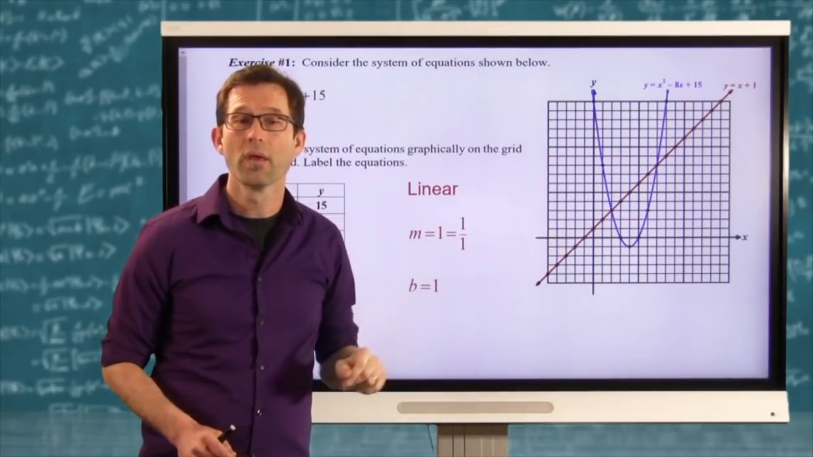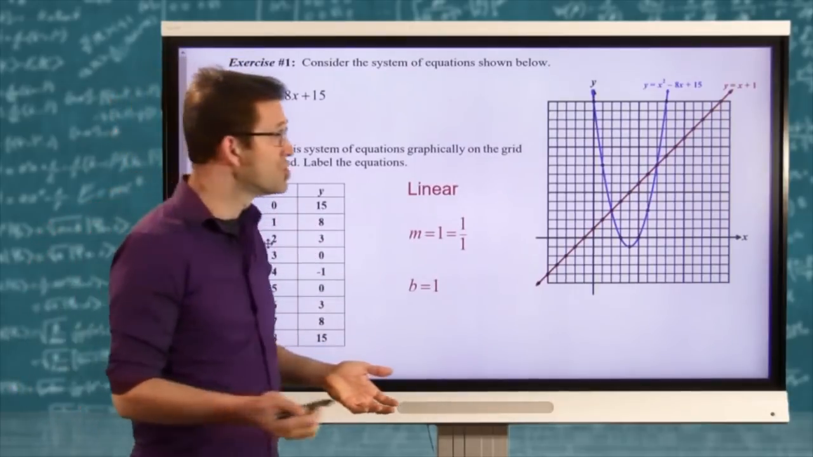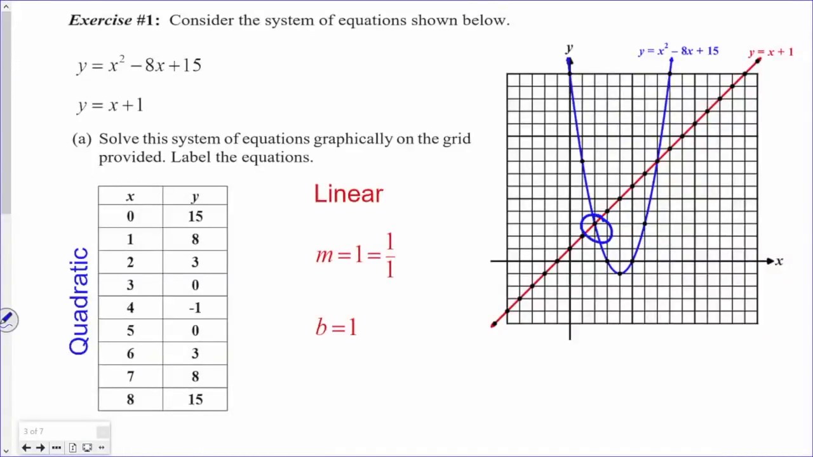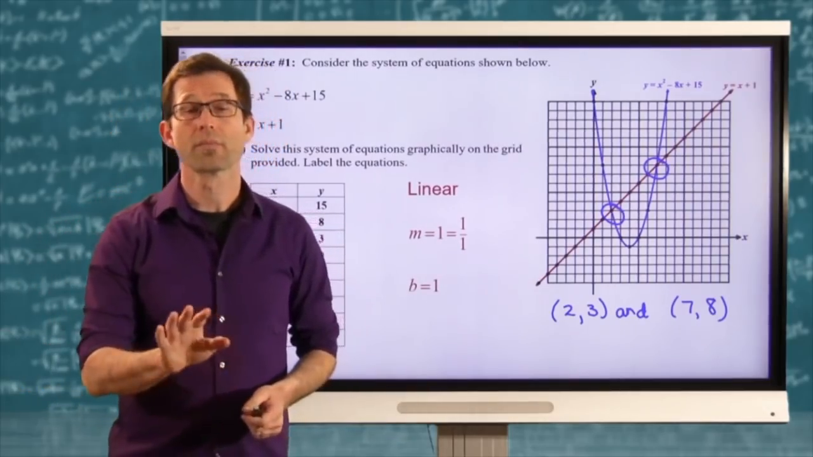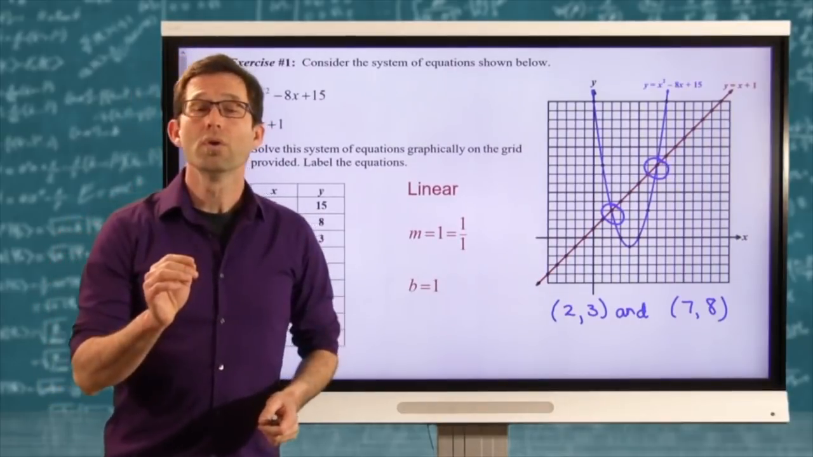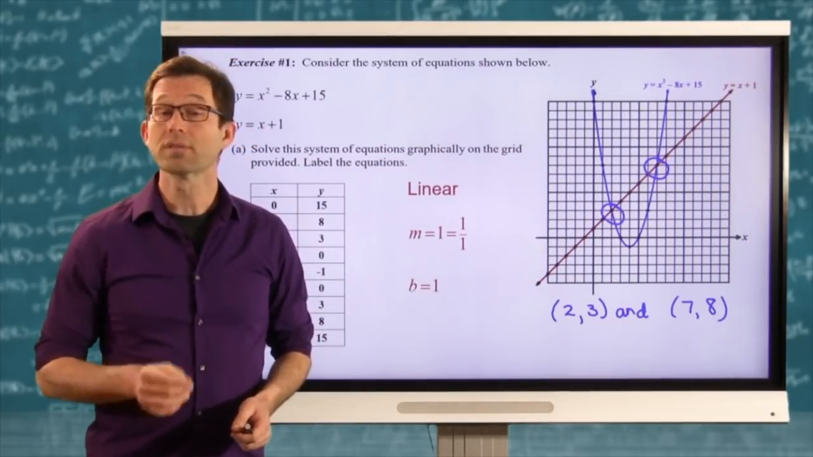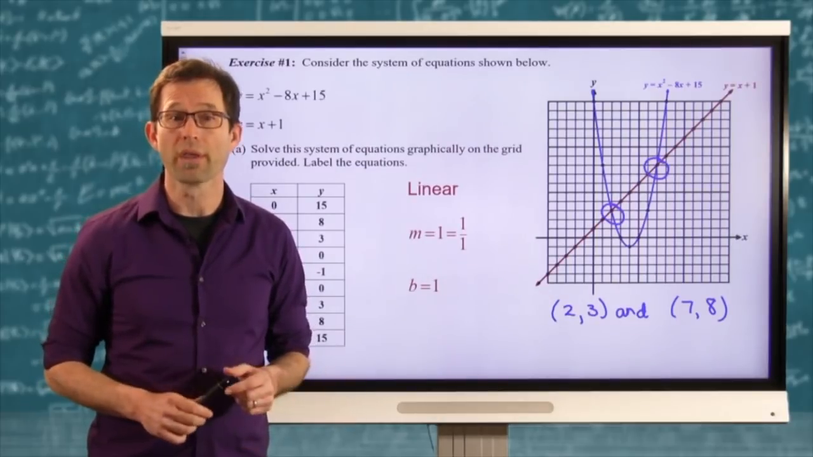To solve the system graphically just means to find the two points, here and here, where the curves intersect. And those are specifically the point 2, 3 and the point 7, 8. All right, there's the solution to our system. Easy. But you should also know how to solve this algebraically, and that's what we're going to look at next.